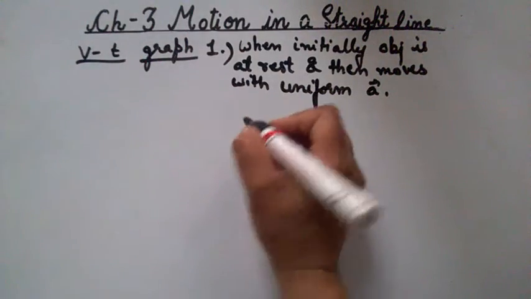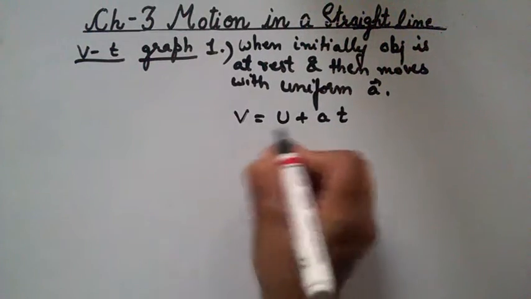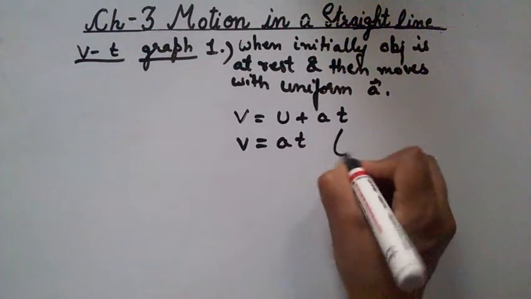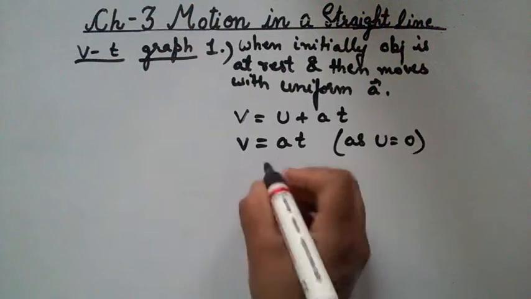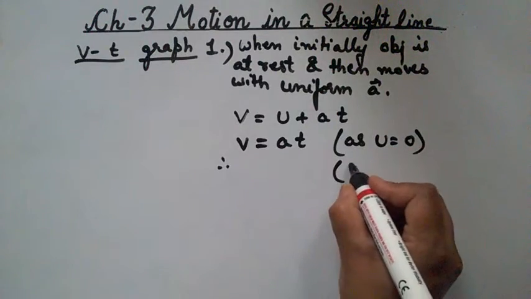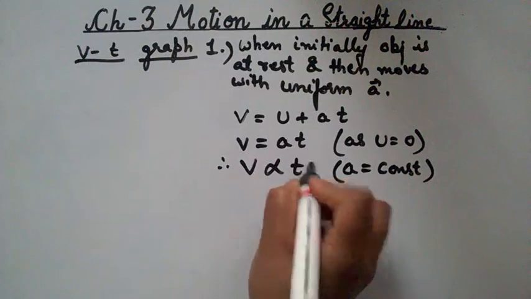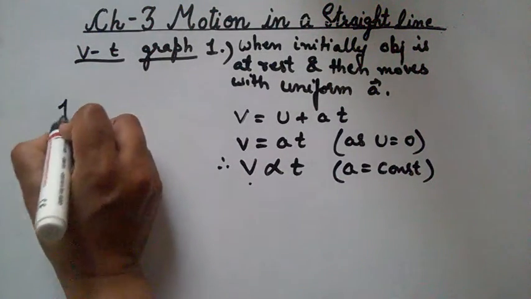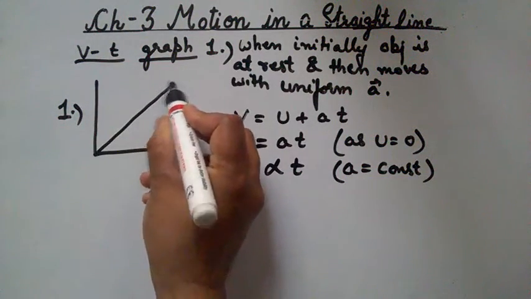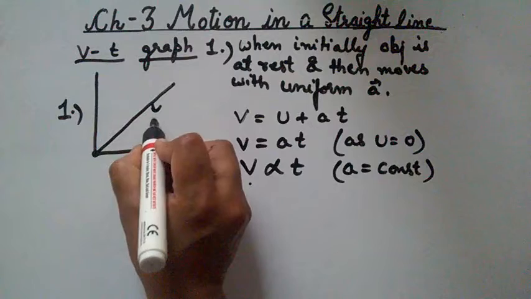Then according to first equation of motion, we can write v equal to u plus at. Initially when object is at rest, then u equal to 0, therefore v equal to at. Therefore, as acceleration is also constant or uniform, therefore a is constant. Thus we can write v is proportional to t. Thus graph obtained is a straight line, starts from the origin, that is at rest. Slope gives uniform acceleration.